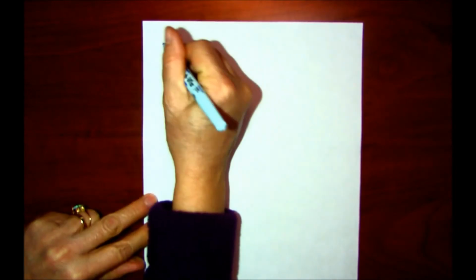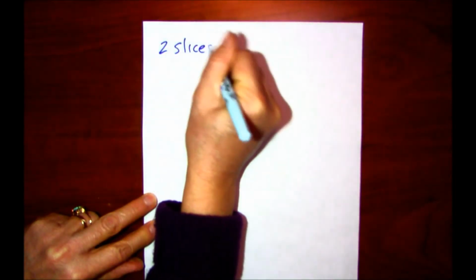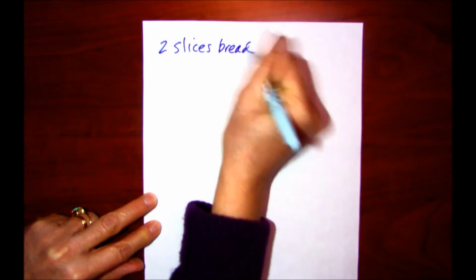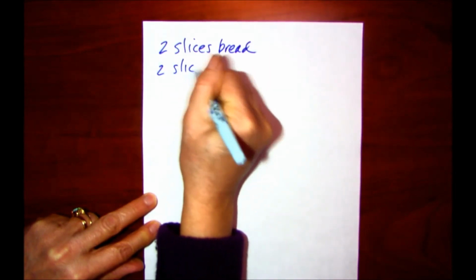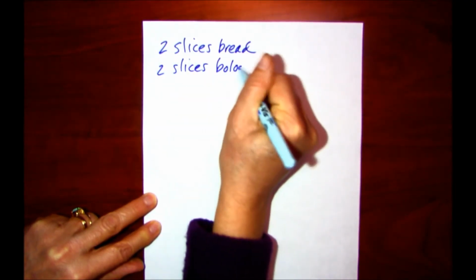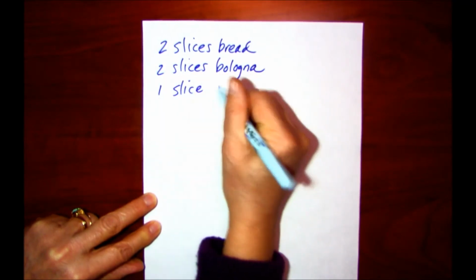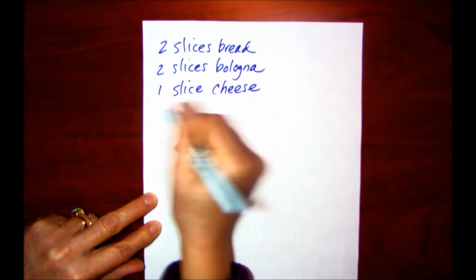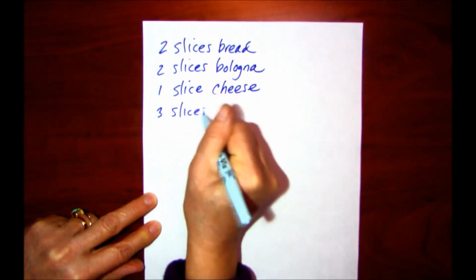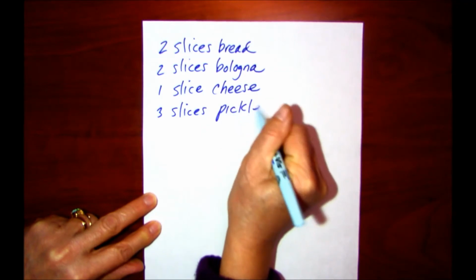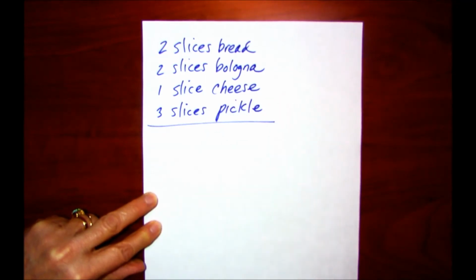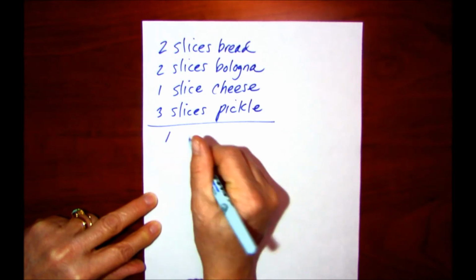What was that recipe again, you say? That really looked like a delicious sandwich. What was that recipe? Well, we had 2 slices of bread. I had 2 slices of bologna. I had 1 slice of Swiss cheese, and I had 3 slices of pickle. Those were my ingredients to make one sandwich.